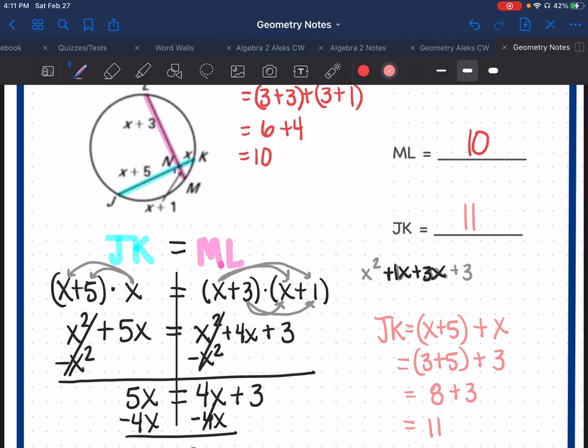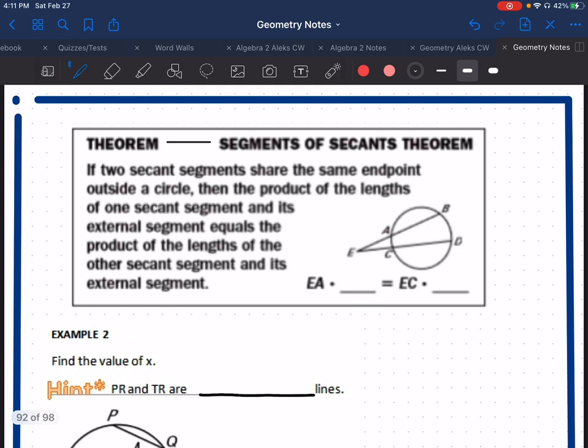All right, let's look at our next theorem. Our next theorem is the segments of secants theorem. If two secants share the same endpoint outside a circle, then the product of the lengths of one secant segment and its external segment equals the product of the lengths of the other secant segment and its external segment. All right, that's a lot of stuff.